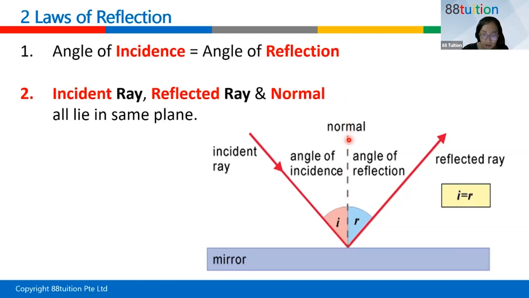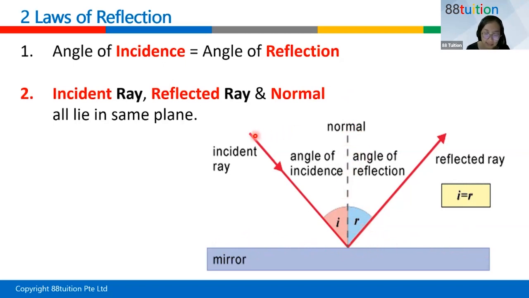So what is normal? Normal is perpendicular to the surface. So this is your surface, like a horizontal line. Then you will have a vertical line. That is your normal, so that it makes a right angle. So the vertical line is the normal. The horizontal line is your surface, like the mirror surface, and it makes a right angle.